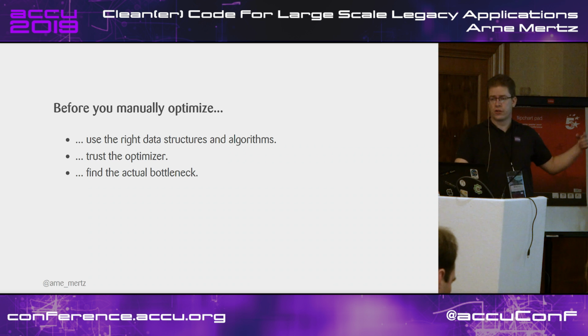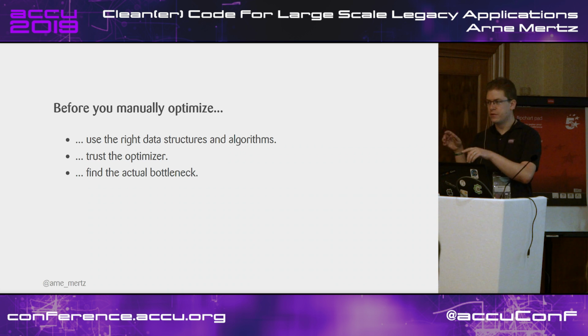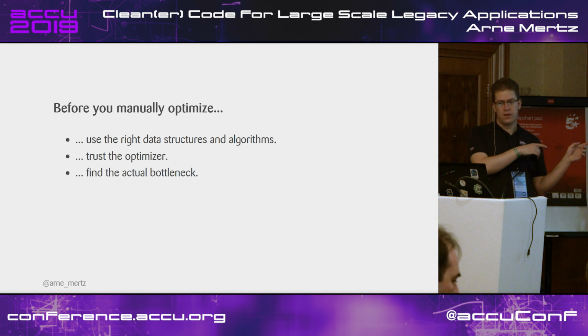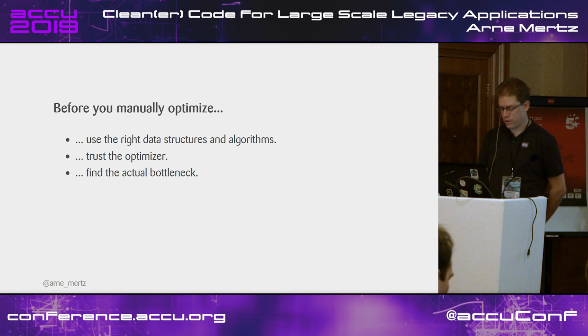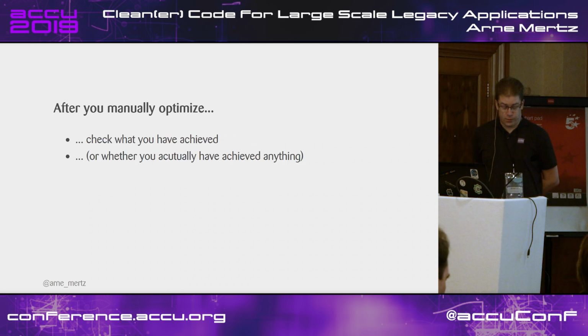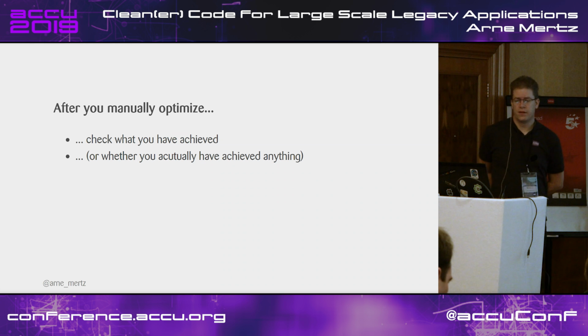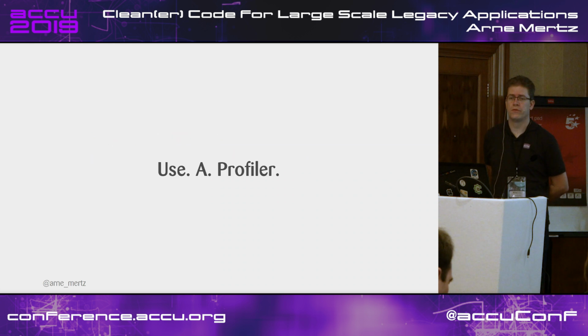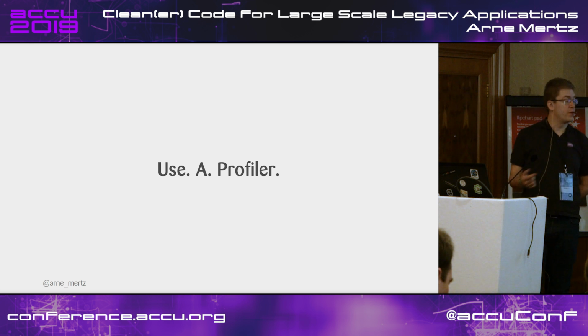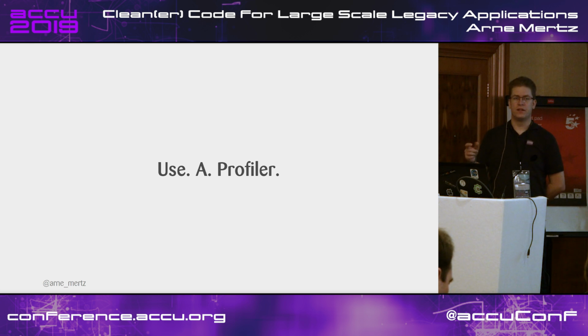And then we should find the actual bottleneck. If we have the feeling that our code is slow at some point, we should not just go ahead and try to optimize all the points in the code we see. We should try to find the actual bottleneck and then try to optimize there. And after we manually optimized, we should check if we actually have optimized anything. And use a profiler for both of this. A profiler can show us the bottlenecks where we spend most of our time. A profiler can show us whether the things we have done to the code actually made the code faster or not.